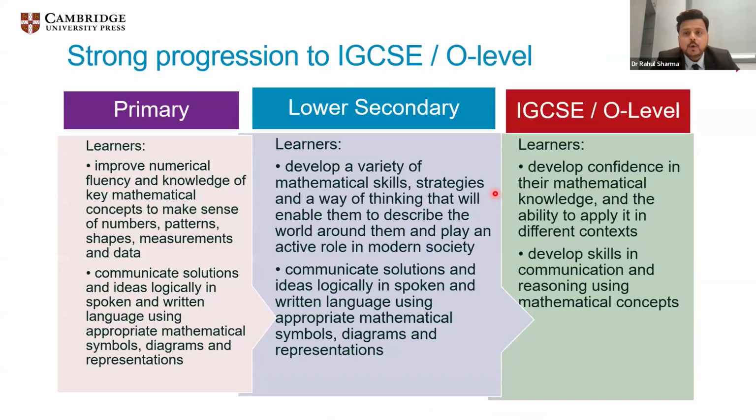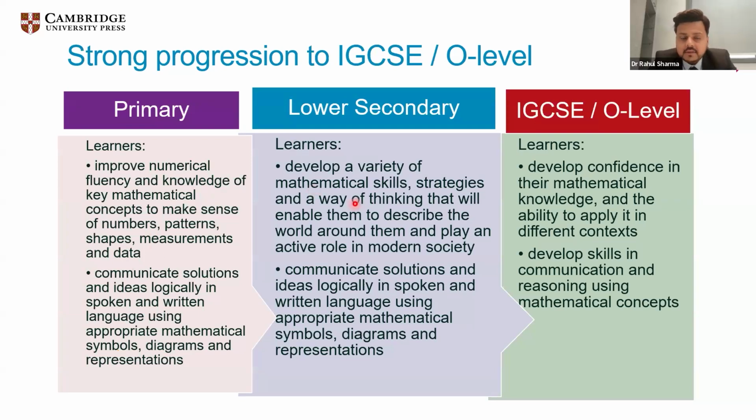When we were talking about the progression, we understood that TWM, thinking and working mathematically, had 3 strands at the primary level and 4 strands at the secondary level. The beauty of the progression you can observe here is, I'm just taking one example where we talk about numbers or the mathematical skills here. So we see improving numerical fluency and knowledge of mathematical concepts of numbers, shapes, and data.